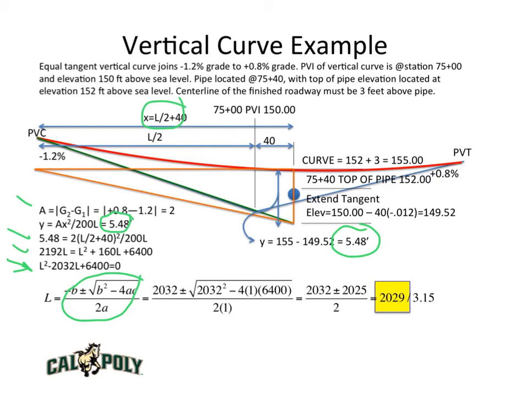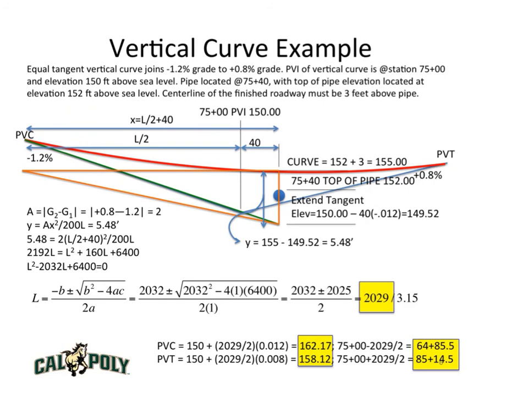And then what we end up with are two possible values for L, the length of the vertical curve, either 2029 or 3.15. We can immediately discard the value of 3.15 since it's way too small. And so we know in the end that the length of this vertical curve needs to be about 2,029 feet. I would probably round up and say 2,030 feet.